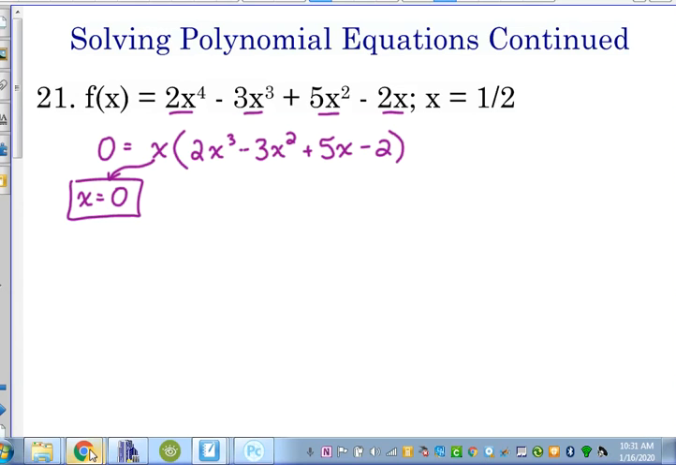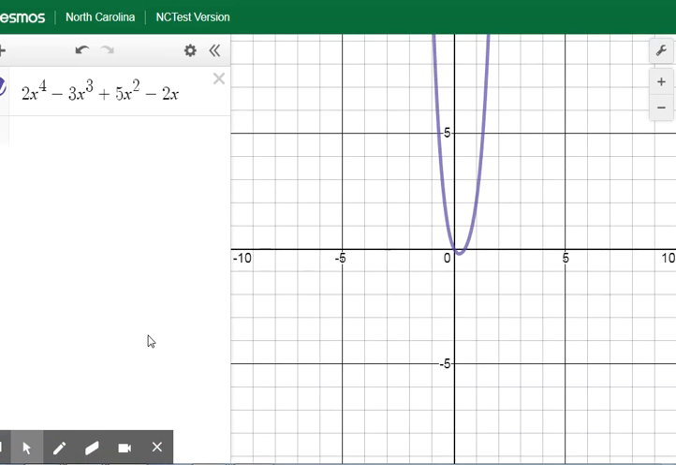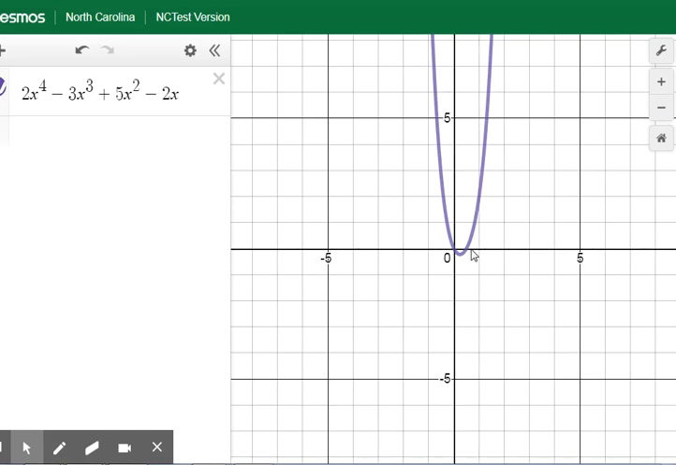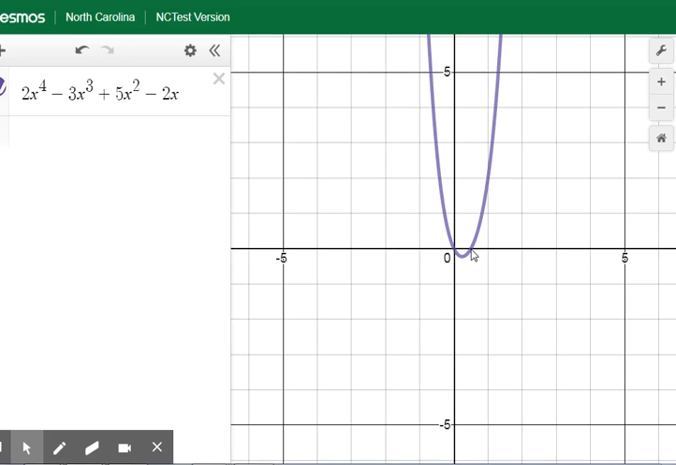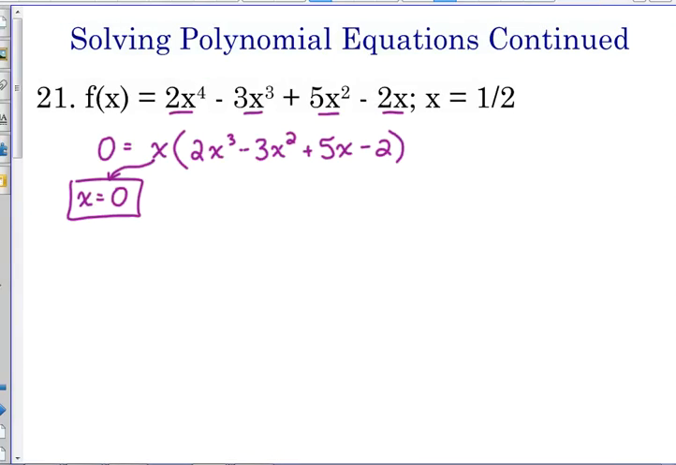Let's glance at the graph real quick and get some direction as far as what else is going on. I already have this put into Desmos. When we look at it, it's a 4th degree, but the graph kind of looks like a parabola. We see a 0 at 0. We've already gotten that one. There's also 1 at 1/2 that was given to us. It doesn't cross the x-axis again, so that means those other 2 are imaginary solutions.